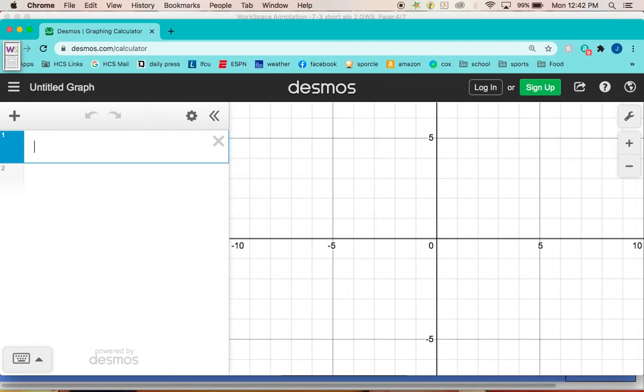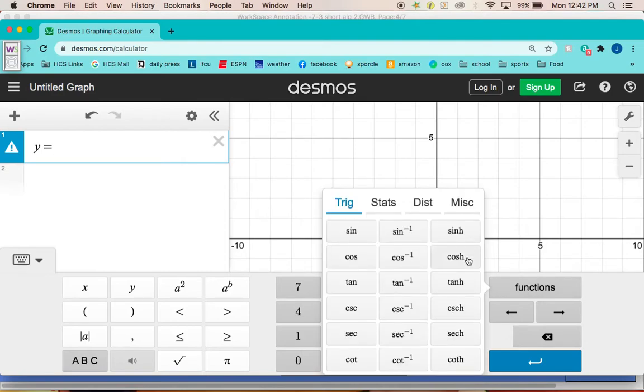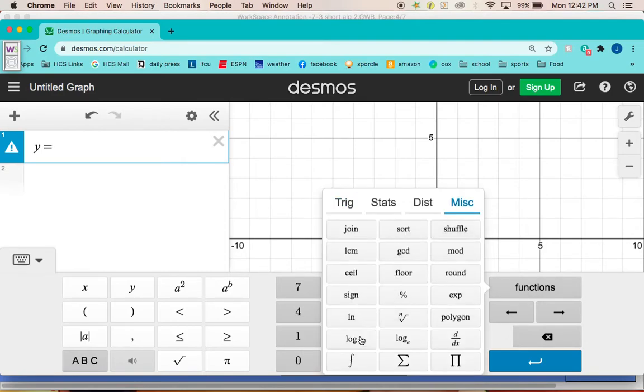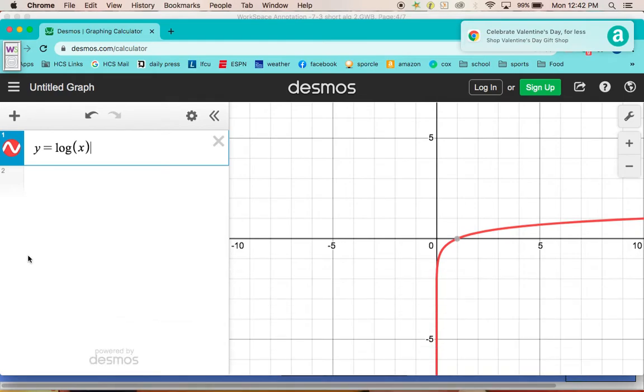All right, so I'm going to type in y equals, and I'm going to go down here to my keyboard, go to my functions, and I want my miscellaneous log of x. So I didn't have a base, so I'm going to type it in. All right. Now looking at this, we are going to have a vertical asymptote instead of a horizontal. We're going to have a vertical line.